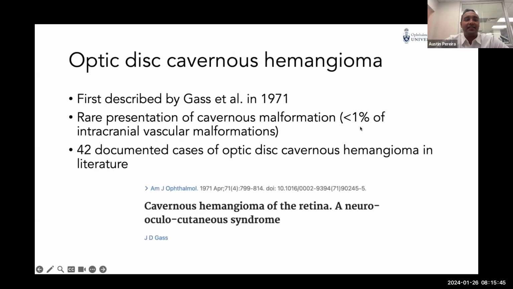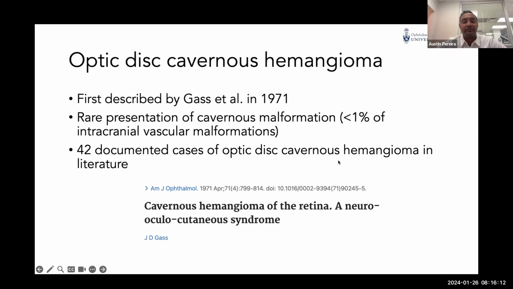So what is this entity? Optic disc cavernous hemangioma, or vascular malformation, was first described in ophthalmology by Gass et al. in 1971. It's a rare presentation of these vascular malformations. Less than 1% of intracranial vascular malformations are optic disc in nature, though they are quite common intracranially. Only 42 cases are currently documented in the literature.